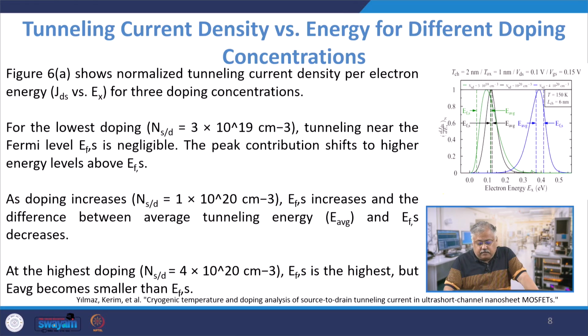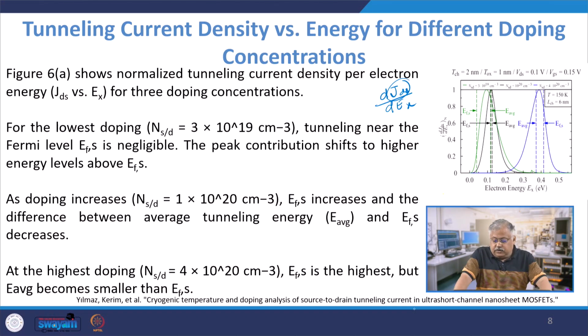On the x-axis, the authors have plotted dJDS upon dEX, which means the tunneling current density with respect to electron energy, right? This is the drain to source tunneling density, the rate of change of tunneling density with respect to electron energy, right? And as you can see here, the highest value happens at the highest doping, EFS is highest, right? But E average becomes smaller than EFS.